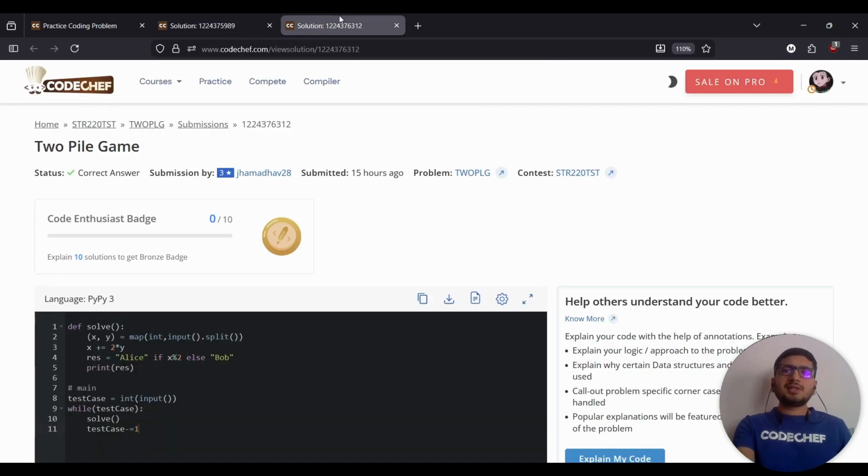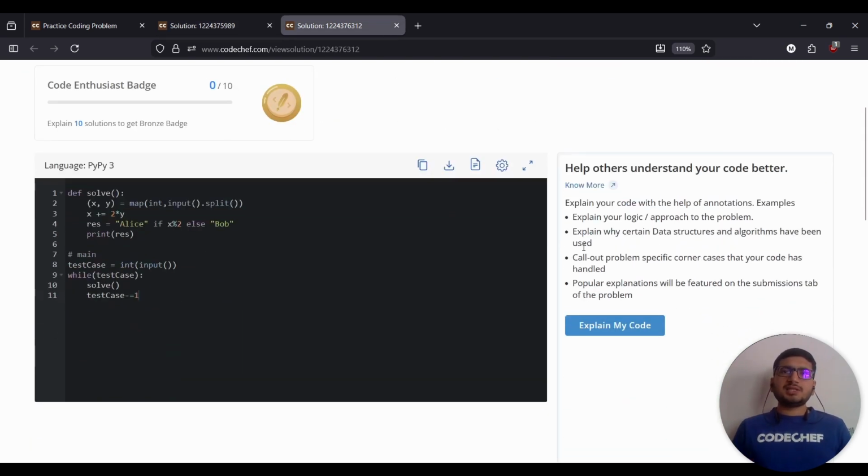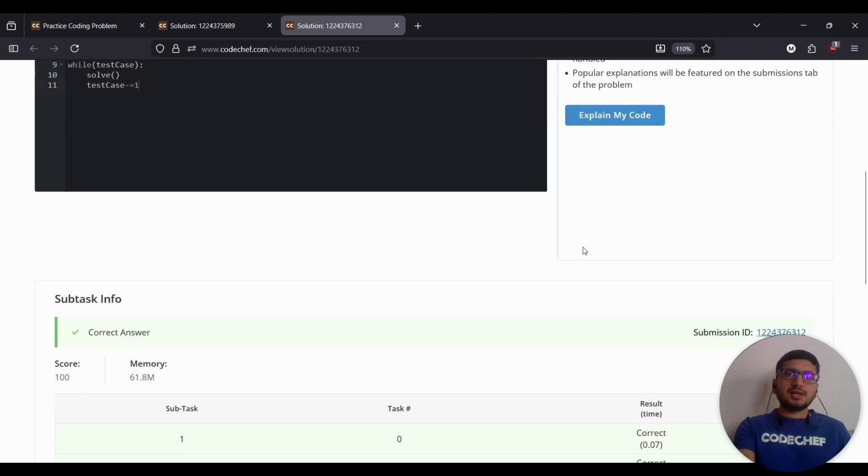Let's see how we can implement this in Python. Again, for each test case, we call the function solve, take the input of x and y, and add 2 times y to x. Now if x is odd, Alice will win. If it is even, Bob will win. We print that, and as you can see, I have AC in the Python implementation as well.